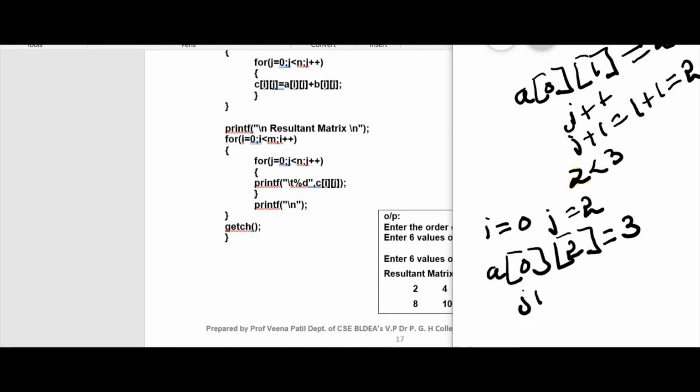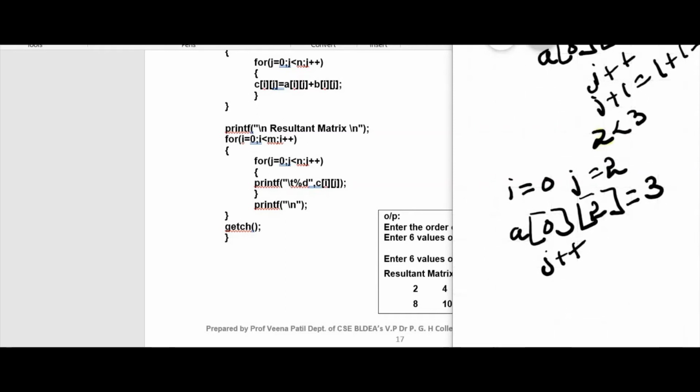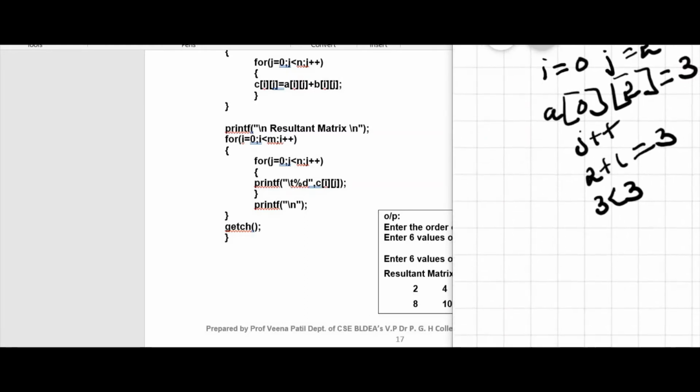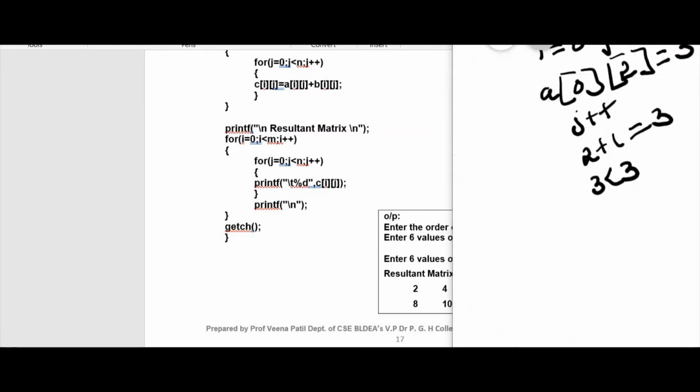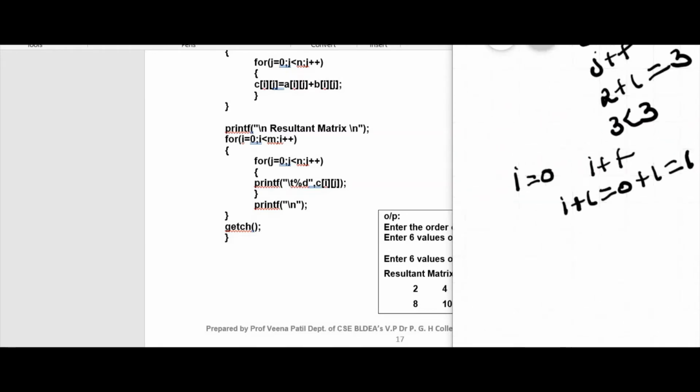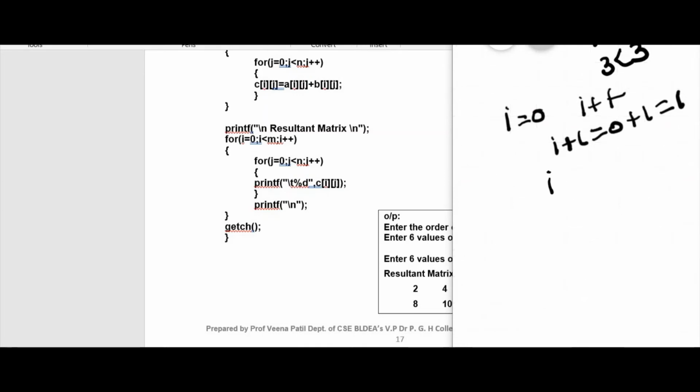Now the value of j is again incremented before starting the next iteration. j will become 3 from 2. Now is 3 less than 3 being checked? No, it is not true. So it will come out of the loop. Now during this time, the value of i, which was equal to 0, will get incremented and i will become i plus 1, which is equal to 0 plus 1. So it will be incremented to 1.